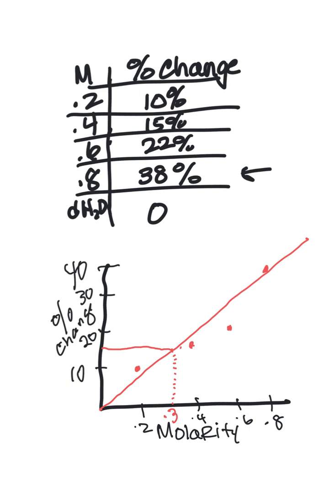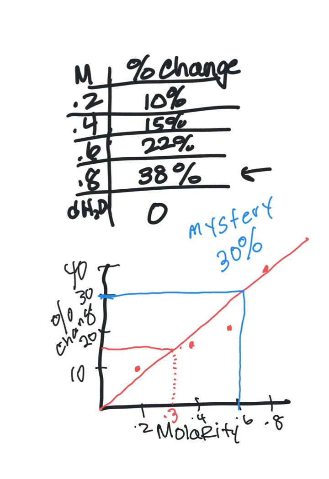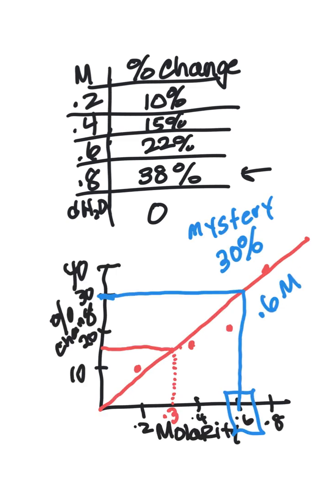Okay, now when we did our mystery, it was purple, so I'm going to use blue. Let's say that our mystery gained, I don't know, let's say it gained 30% mass. All right, so that's all we know about the mystery. So I go to the 30% line, which is right here, and I'm going to draw a line over to my line. And I'm going to drop a line down. And I know that based on the data that we have and the trend line that we have, the mystery molarity then would be 0.6 molar based on our data. And that's how you graph it.